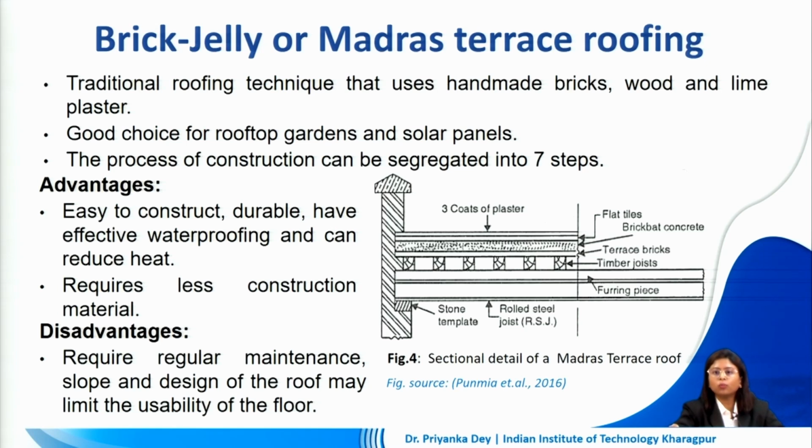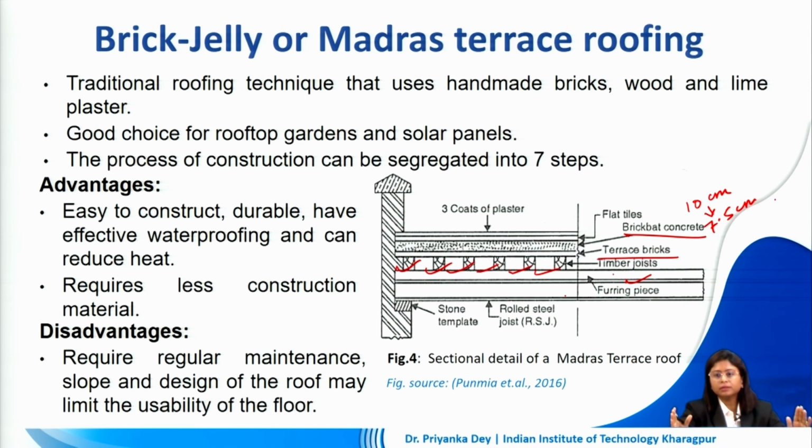Let us take a look once again at the figure. So, we have the rolled steel joist. With the help of the furring piece, we are placing the timber joist in this layer. On top of this, we have a special layer of bricks. Then we have a brick bat concrete which is initially laid at 10 centimeter thickness and it is beaten to 7.5 centimeter thickness.